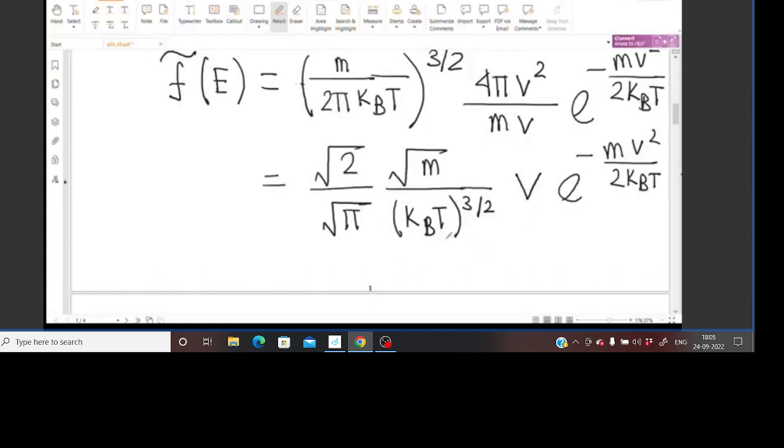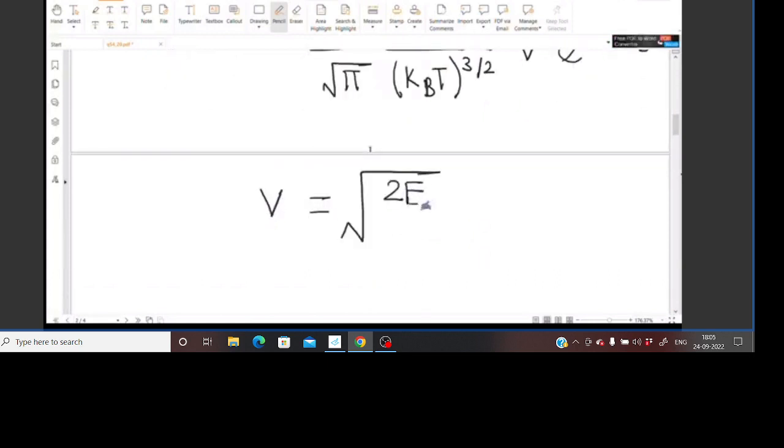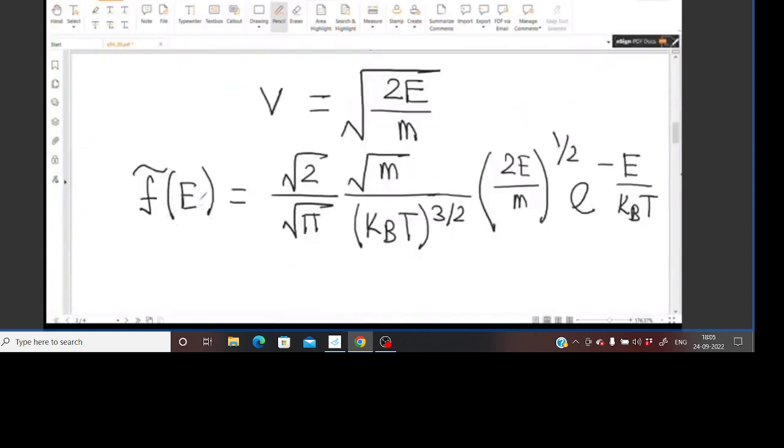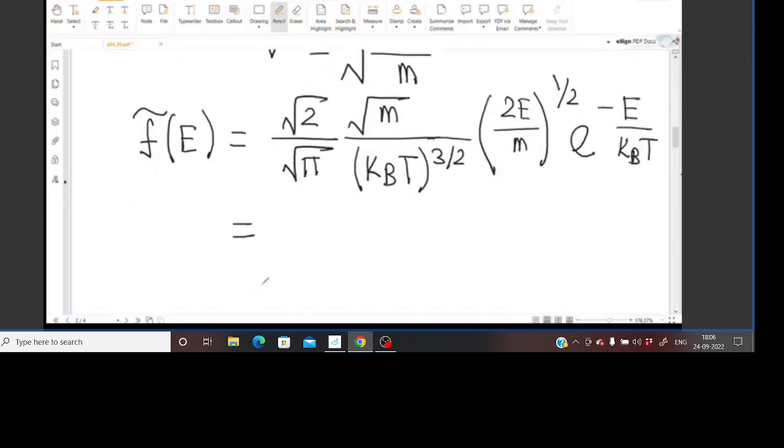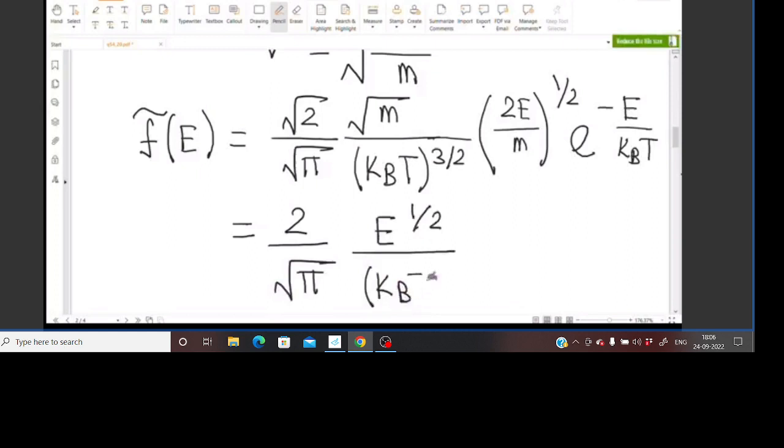Now we need to replace v by root 2E by m. So f tilde(E) is equal to root 2 into root m by root pi into (kBT) whole to the power 3 by 2 into (2E by m) whole to the power half into e to the power minus E by kBT. After some simplification, this can be written as 2 by root pi into E to the power half by (kBT) whole to the power 3 by 2 into e to the power minus E by kBT.